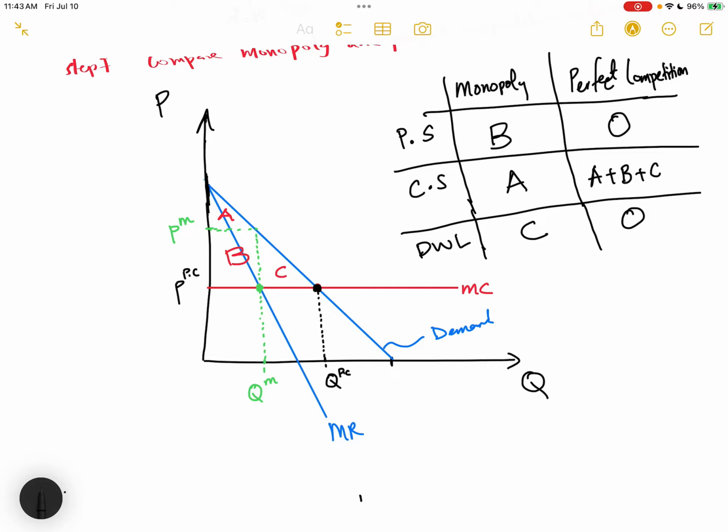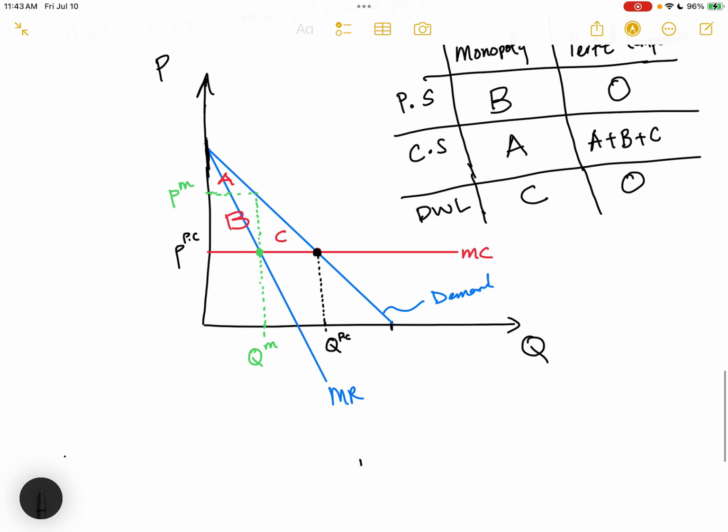Under monopoly, producer surplus is area B. Under perfect competition, there is no producer surplus when you have a horizontal marginal cost. Consumer surplus under monopoly is area A. Under perfect competition, that area gets larger. And then for deadweight loss under monopoly, that's area C. In perfect competition, that's 0.